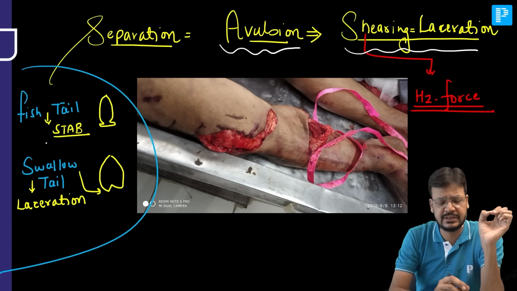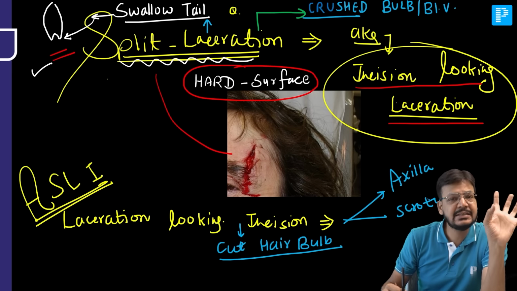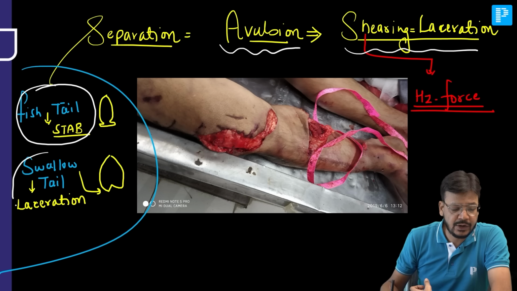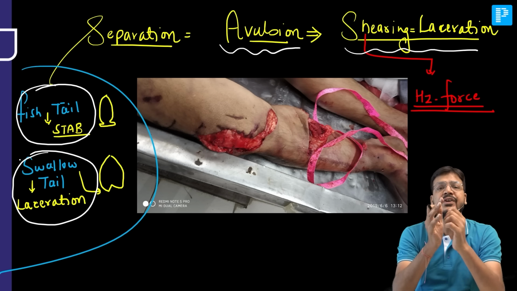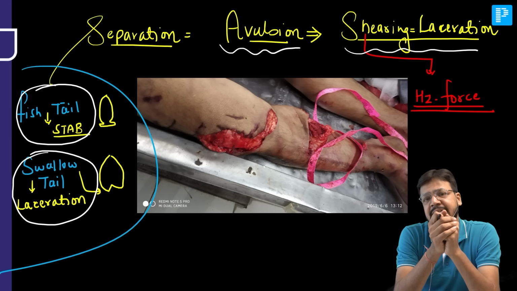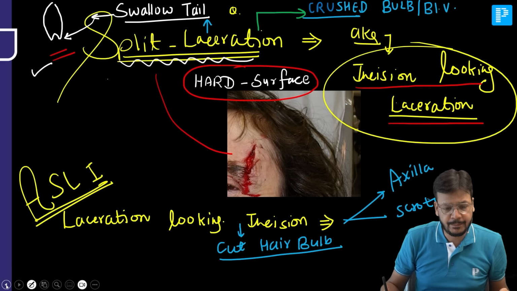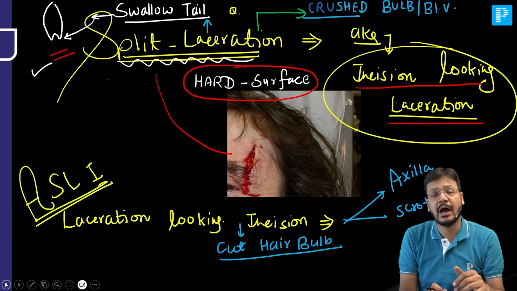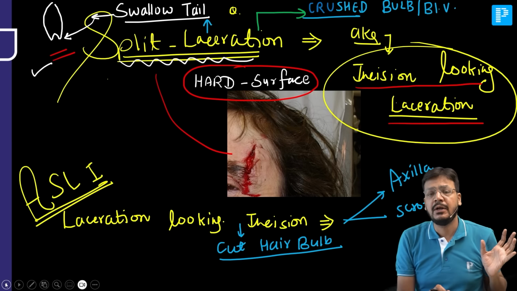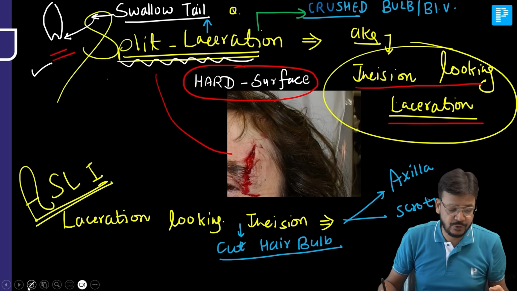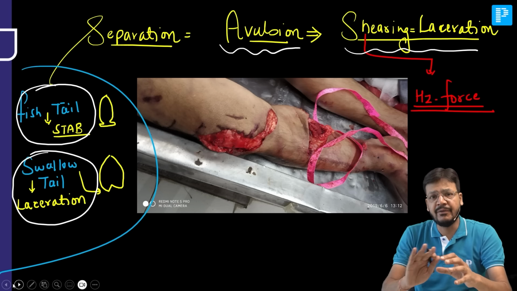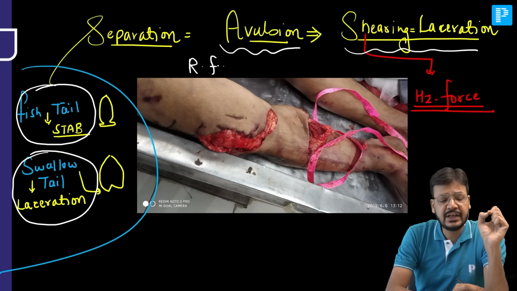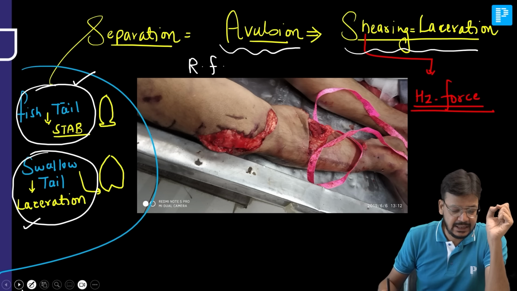Just remember one important concept. Here I told you the swallowtail is seen in laceration, but fishtail is seen in stab injury, and swallowtail is seen in laceration. Don't get confused. Fishtail is seen in stab injury and swallowtail is seen in laceration. So I am coming to two important ones. Split laceration is on hard surface. It is incised-looking laceration. How to identify? Crushed hair bulb and crushed blood vessels, and there is a swallowtail. But if you see this one, that is a separation, it is an avulsion, it is by rotational force. Mostly it is by rotational force. Fishtailing is seen in stab injury and swallowtail is seen in laceration.